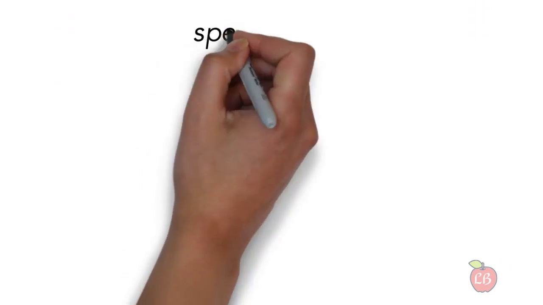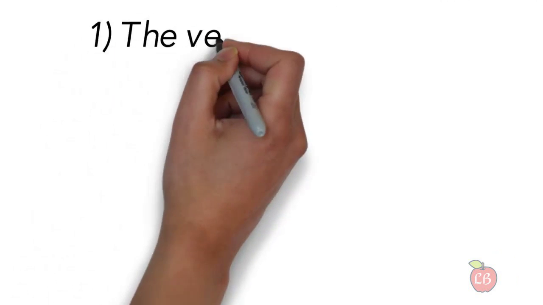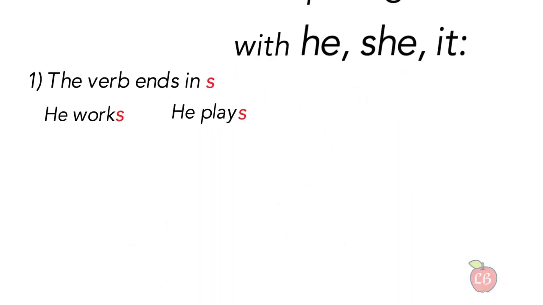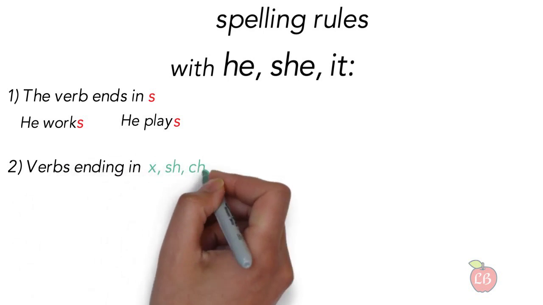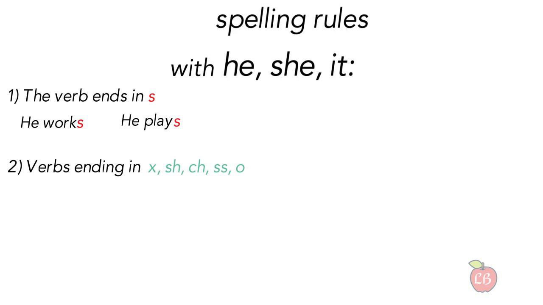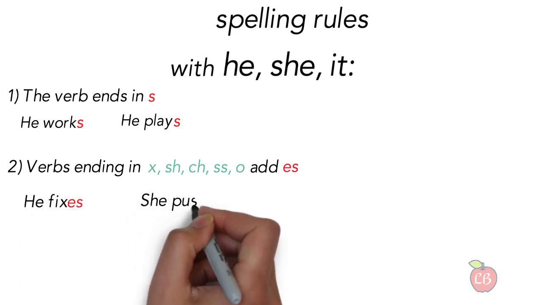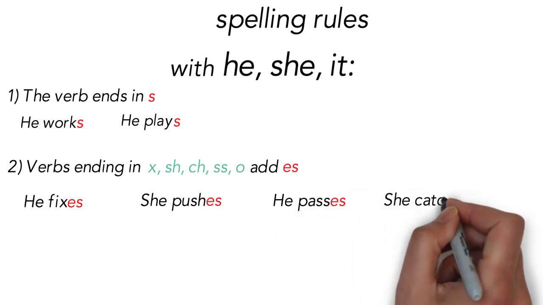And this brings us to the first spelling rule. The first rule is, as we have already said, that with he, she, it, the verb ends in S. For example, he works and he plays. But there are also exceptions to the rule. Rule number 2 says that verbs ending in x, sh, ch, double s, and o, they add es, and the pronunciation of this ending is "iz". So he fixes, she pushes, he passes, she catches.